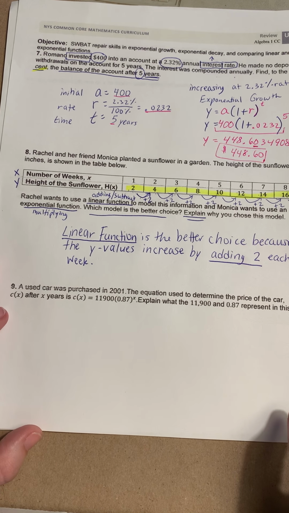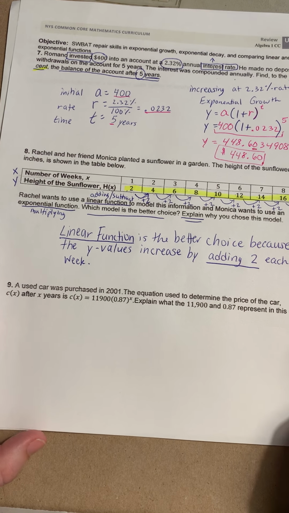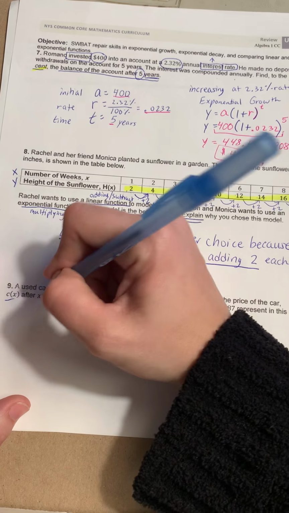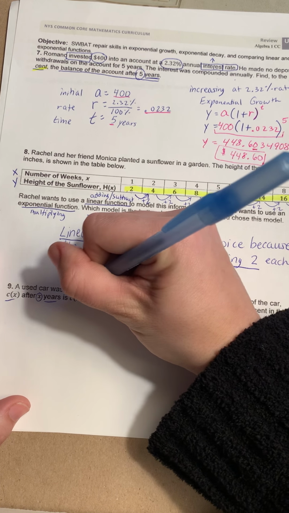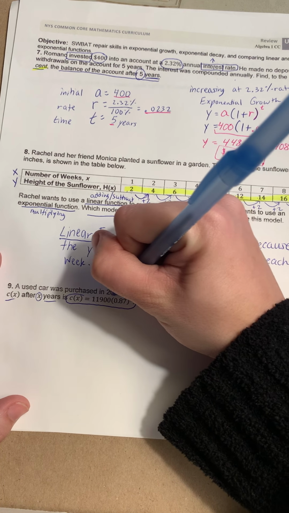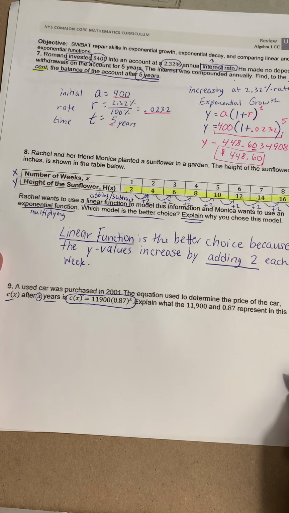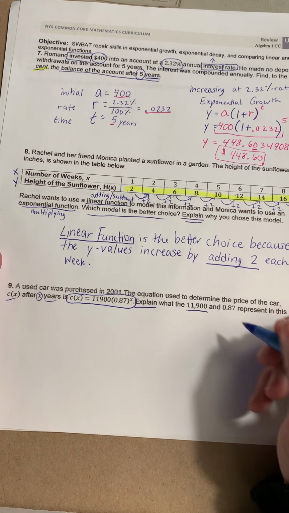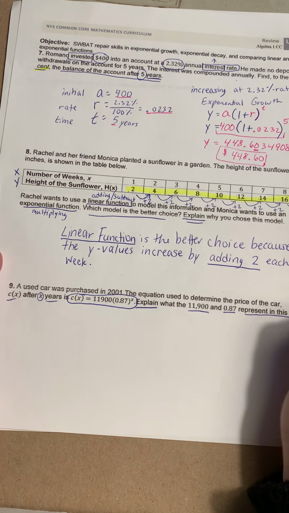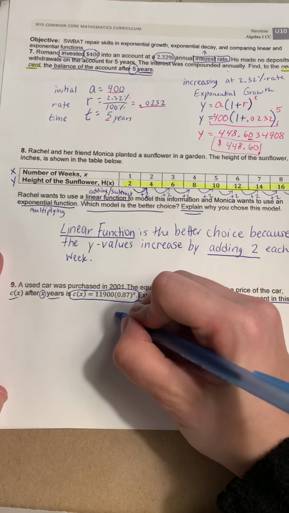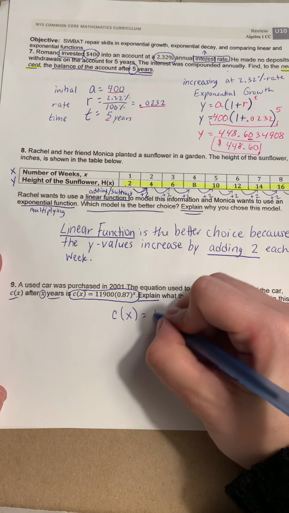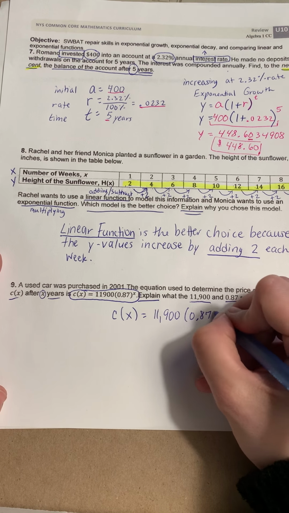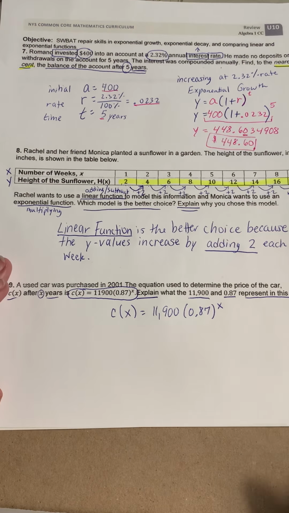Number 9. A used car was purchased in 2001. The equation used to determine the price of the car, C of x, after x years, is C of x equals 11,900, parentheses, 0.87 raised to the x. Explain what the 11,900 and the 0.87 represent in this equation. So I'm just going to rewrite it real quick. C of x equals 11,900, 0.87 raised to the x.